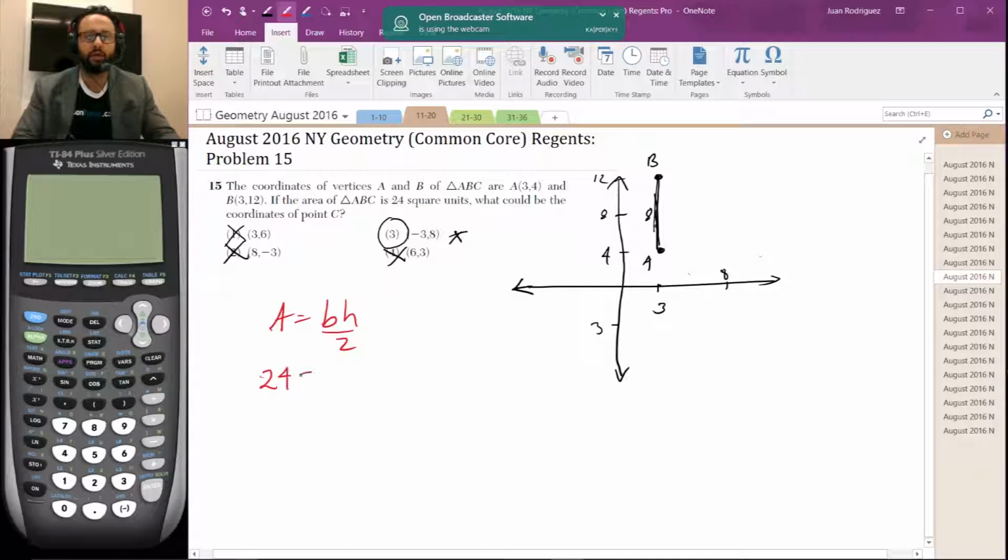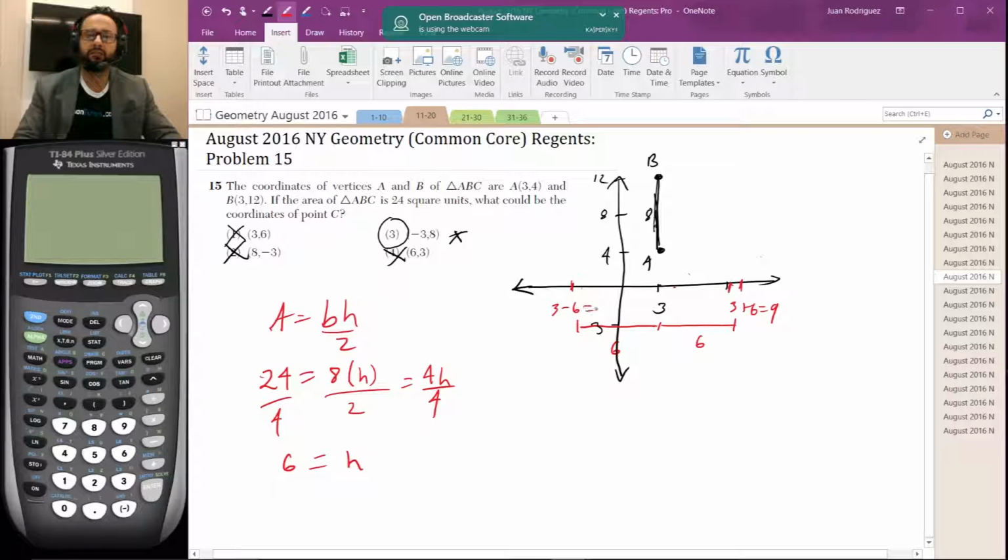So 24 is equal to, let this be the base, 8 times the height, which is unknown, over 2, which is equal to 4h. Divide by 4, and we get 6 is equal to h. So the height is 6. As a result, if we're going to draw a height, the height has to go 6 units in either direction, 6 units this way or 6 units this way, which makes the x-coordinate 3 plus 6 equals 9, or this way 3 minus 6 equals negative 3.